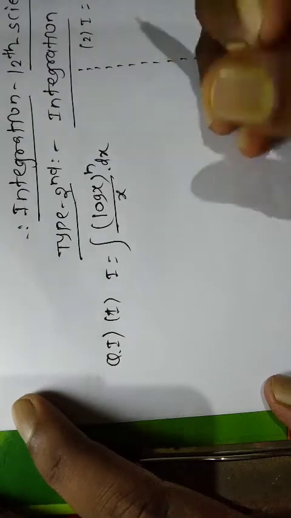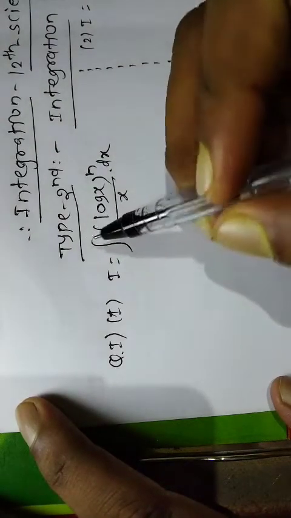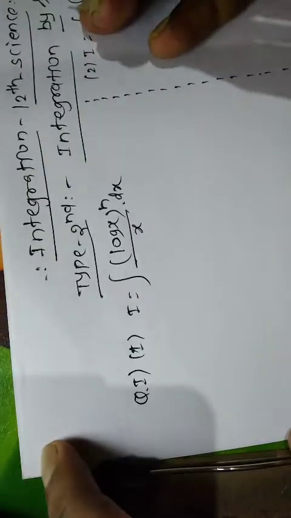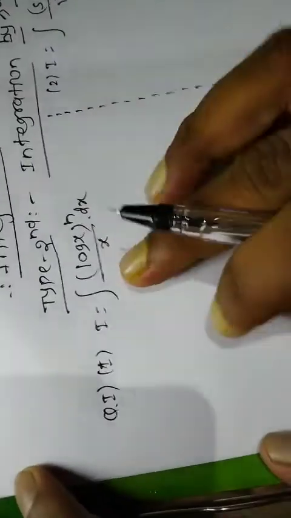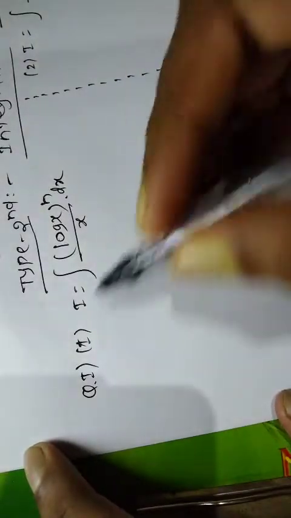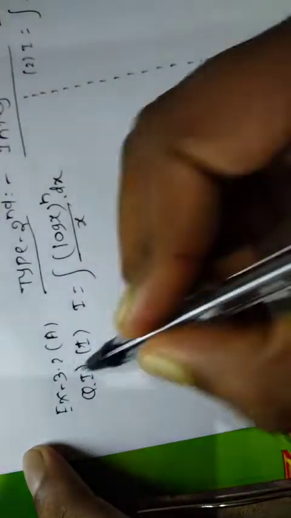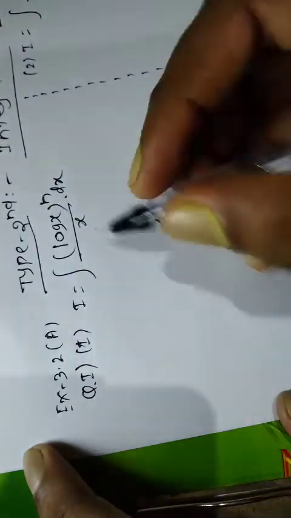Hello students. So last time we have solved type first of integration. Today we'll solve type 2, which we call the integration by substitution method. Let us take an example from exercise 3.2a. This is the first question you can see.